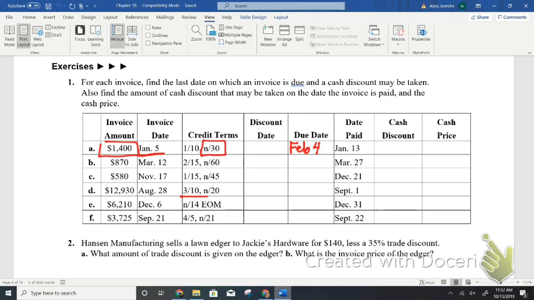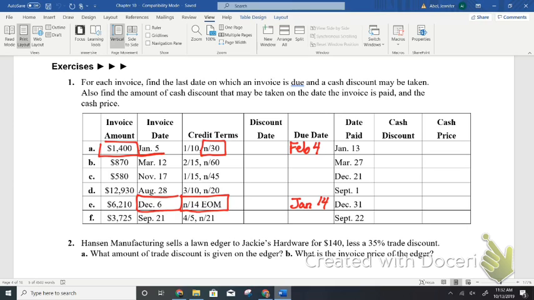If you see something like this, N/14 EOM, that means that their full payment is due 14 days after the end of the month of the invoice date. So this invoice date was December 6th. This notation means that 14 days after the end of December is when the full balance would be due. In this case, that would be January 14th.